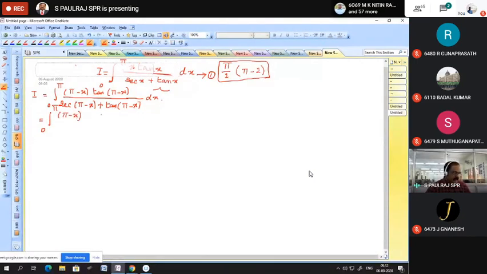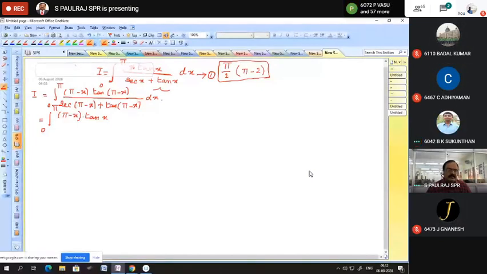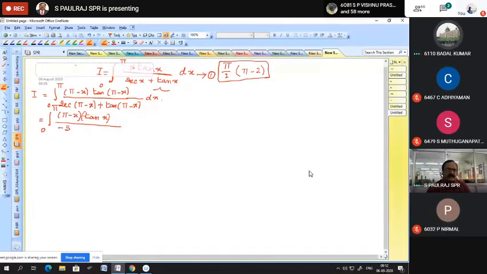So tan(pi minus x) is minus tan x. Minus tan x. What is secant(pi minus x)? Minus secant x.